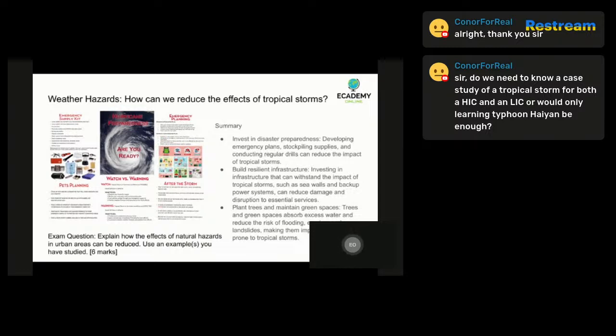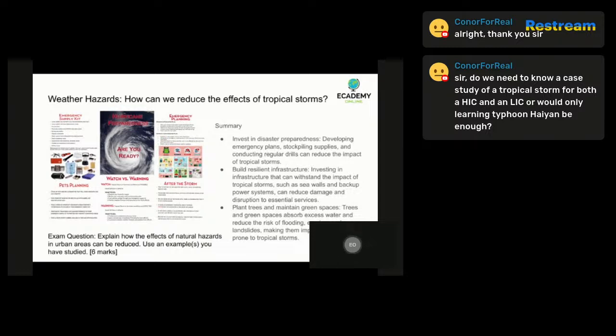prone to tropical storms. And fourthly, you can educate communities. So by providing education and training on how to prepare for and respond to the impact of tropical storms, communities can be much better prepared to deal with these effects. And this might include providing evacuation routes, emergency shelters, and other essential services.